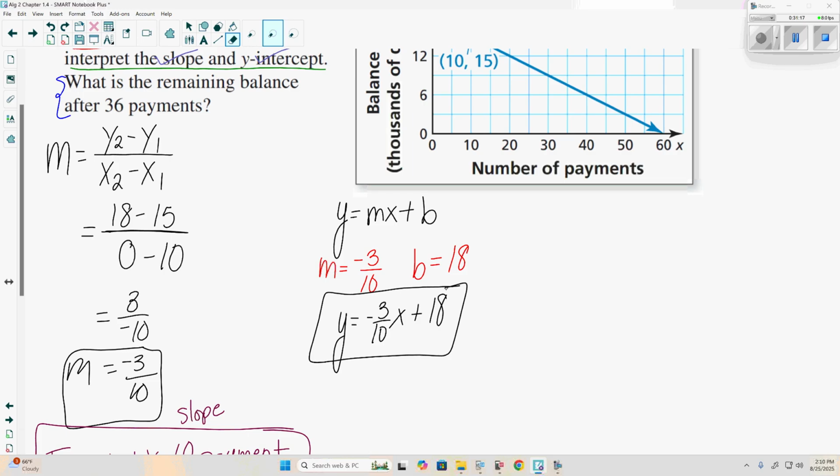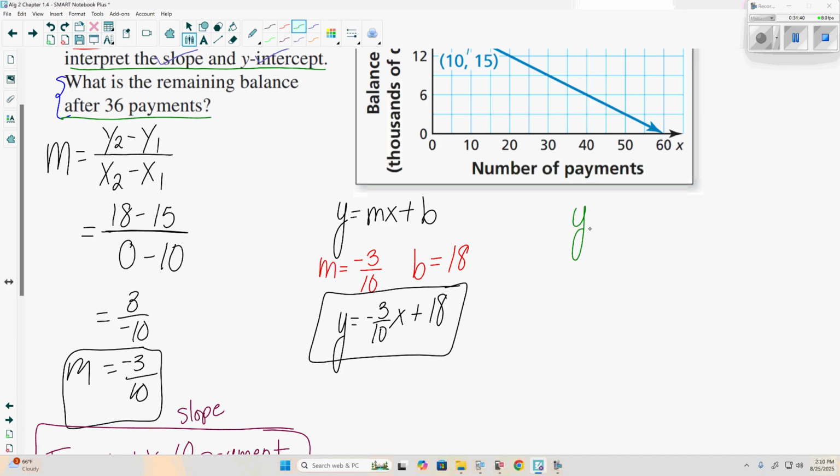So far, we found the slope, and we interpreted the slope and y-intercept. We found the equation of a line. Now the last thing we need to do is determine the remaining balance after 36 payments, yes? X or y, which one is payments? The x is the number of payments, yes?